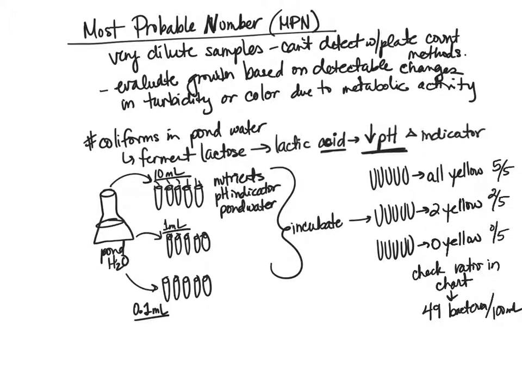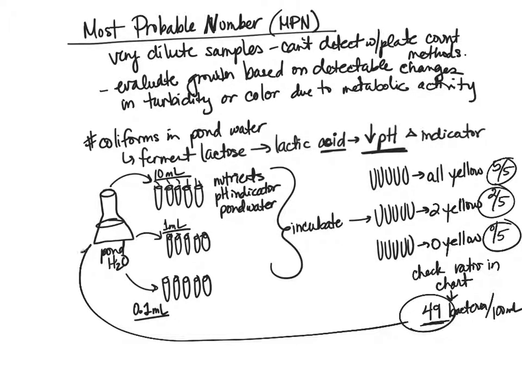And so this is something that can be looked up. This is our kind of standard. After doing this most probable number, we can go back to what we're looking for, and since you have 5 out of 5, 2 out of 5, and 0 out of 5, given these dilutions, then you probably have 49 bacteria per 100 milliliters. Then that gives us our answer. So that is our last direct cell count method that we are going to talk about.